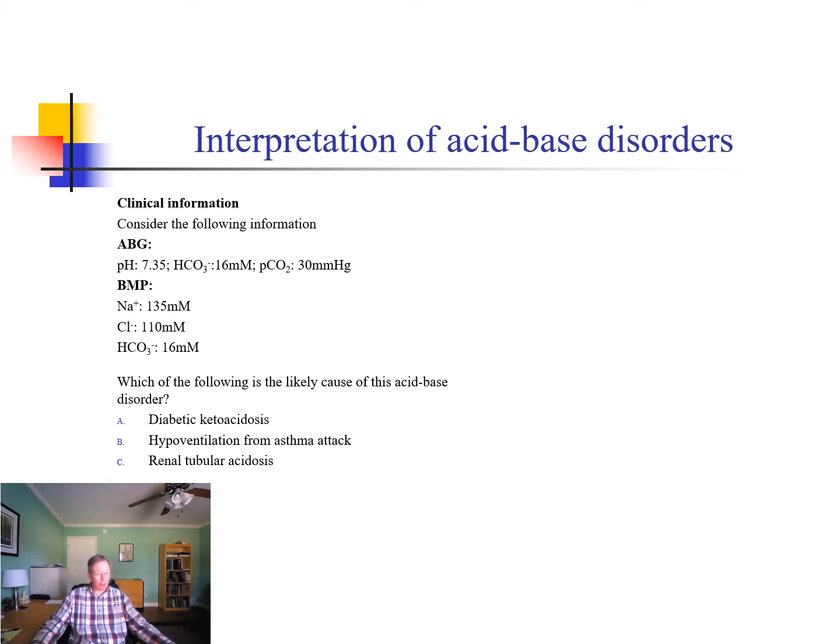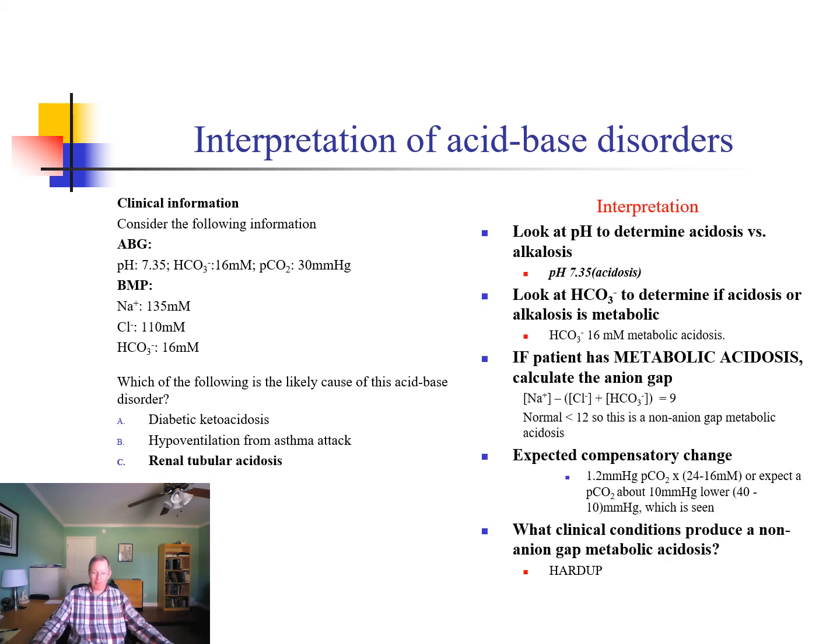So I still have to start and say, what's the underlying acid-base disorder? To do that, I say pH 7.35 is acidosis. Bicarbonate is 16. That's consistent with a metabolic acidosis. Anytime I say metabolic acidosis, I calculate an anion gap. In this case, it's less than 12. It is 9. And so this is a non-anion gap metabolic acidosis. I will go through and calculate the compensatory change for the PCO2, and it's exactly as I expect. It went from 40 to 30. So this is a non-anion gap metabolic acidosis.